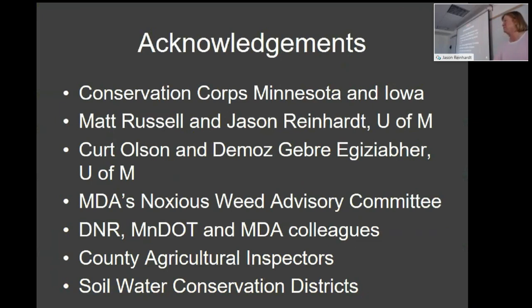So to follow up from the previous question, if a private landowner were to find Oriental Bittersweet on their land, are there assistance programs, cost share programs that could help them in tackling that?